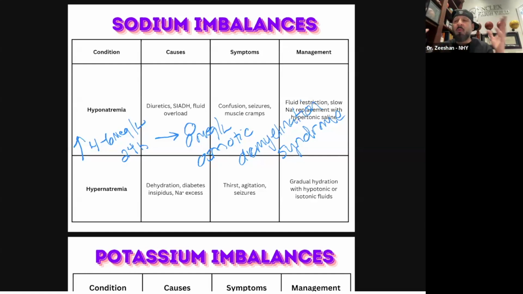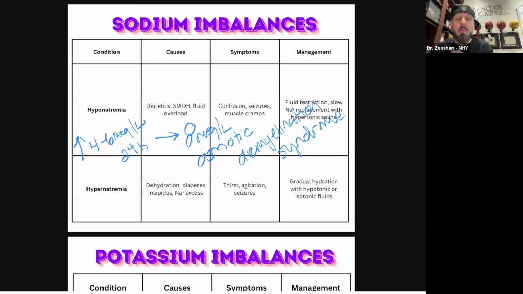Because now we're destroying their nervous system. We're getting the cellular swelling because sodium is going intracellularly. And guess what's following it? Water. You think those cells are going to expand and burst? That's exactly what's going to happen. So we're going to get this locked-in syndrome.